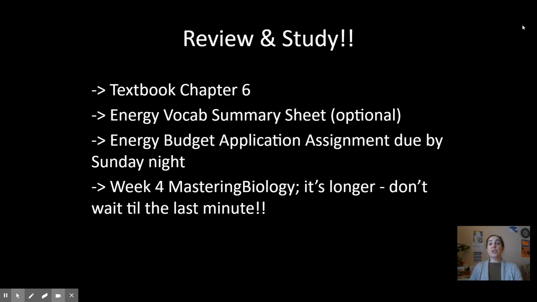There's also an optional vocab summary sheet attached on today's classroom post to just help you put all the words we've been talking about in one place and kind of review. And it makes a good reference for later when this comes up again.